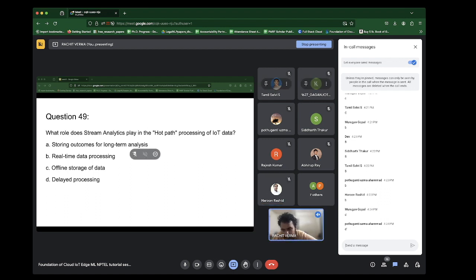So what role does stream analytics play in the hot path processing of IoT data? Is it A, storing outcomes? Is it B, real-time data processing? C, offline storage? Or D, delayed processing?